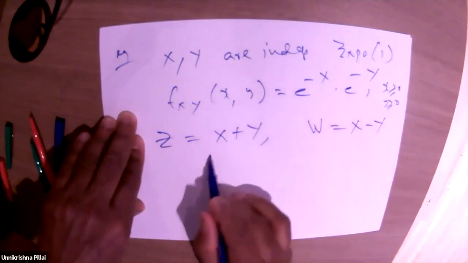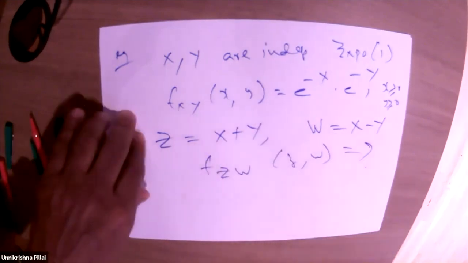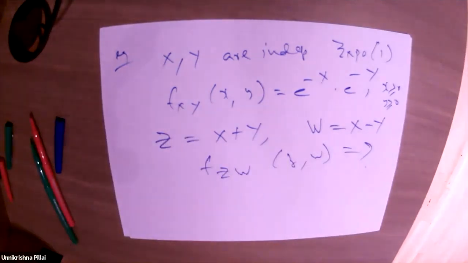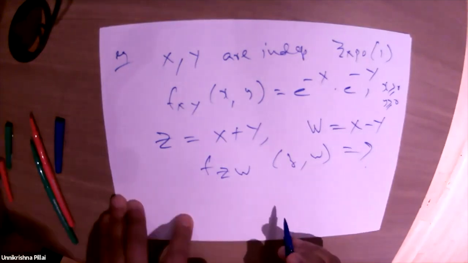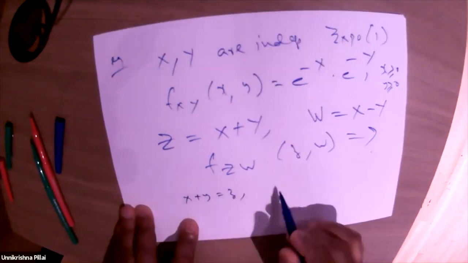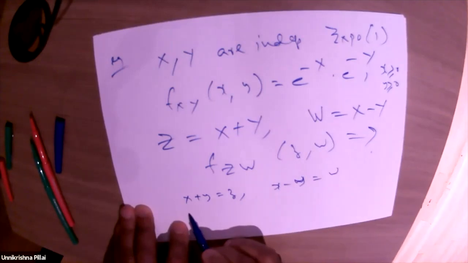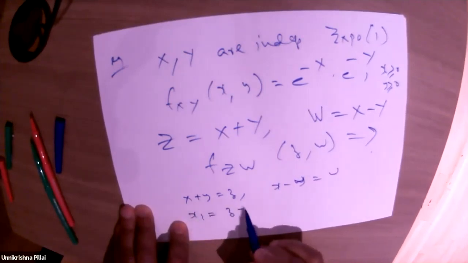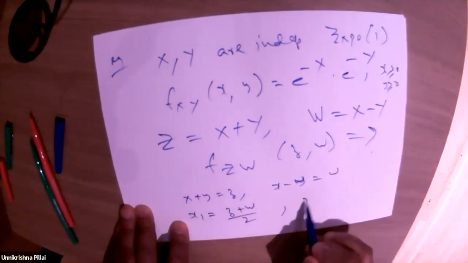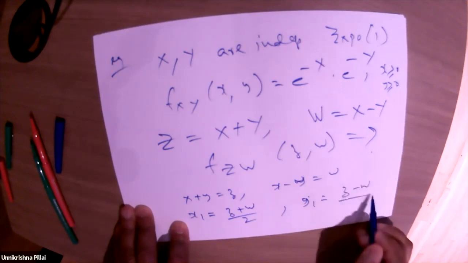I'll do this quickly. So the question is, what is Z, W, etc. You can find the marginals directly, right? So if X plus Y is Z and X minus Y is W, then of course you see that there is one solution. X1 is (Z plus W) by 2 and Y1 is (Z minus W) by 2.